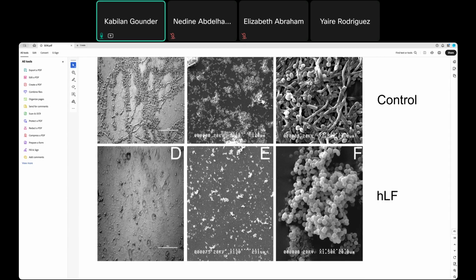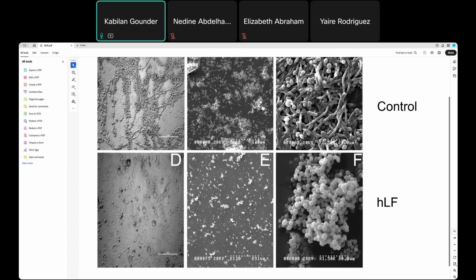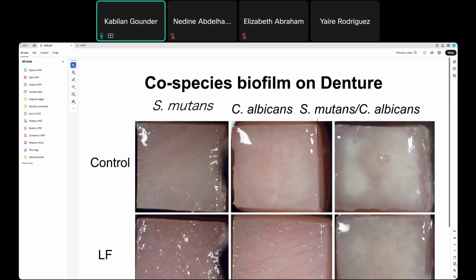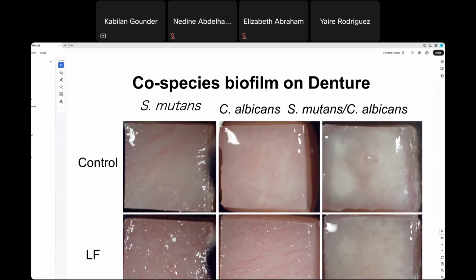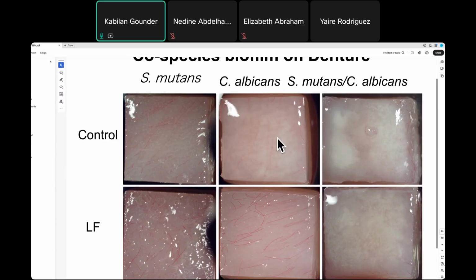And you can see here, most of them are yeast form when compared to the control group. That also suggests that the scanning electron microscope gives us a detailed structure and a better understanding of the difference between control and the human lactoferrin treated cells. So this is another, denture related study. Here you can see control groups, and the bottom one is lactoferrin treated.